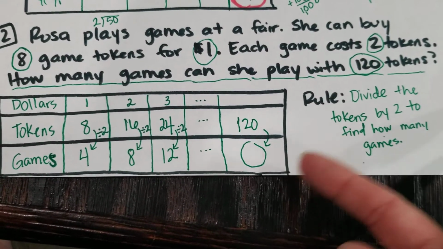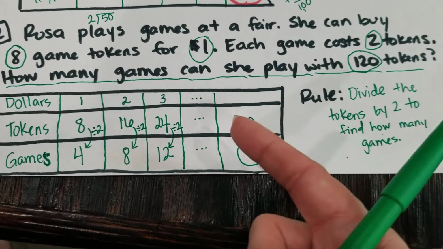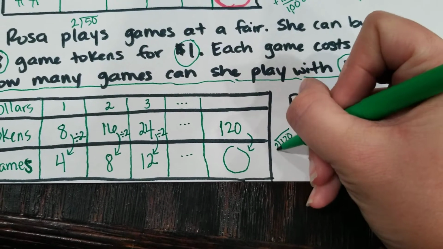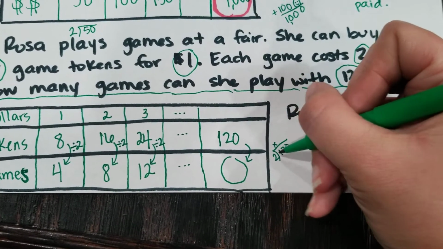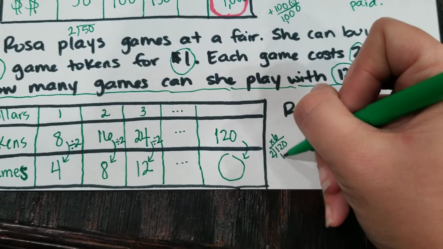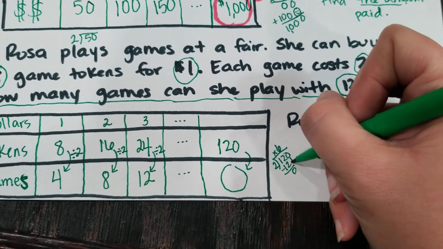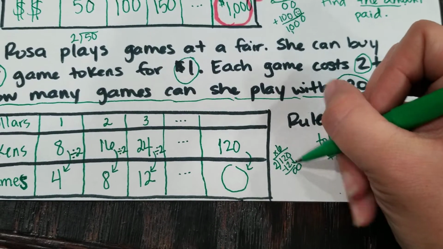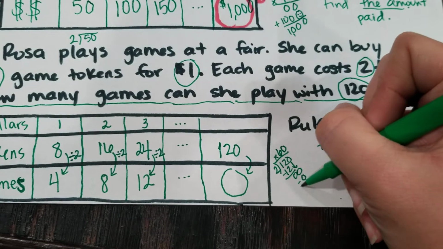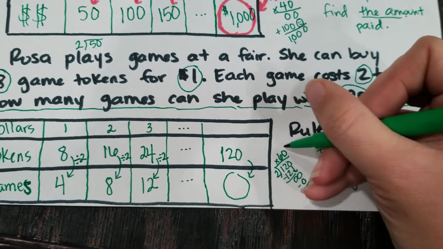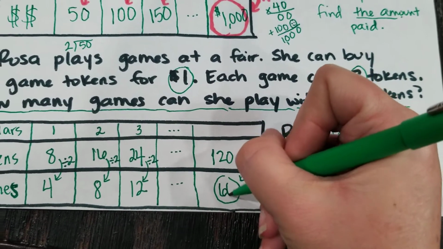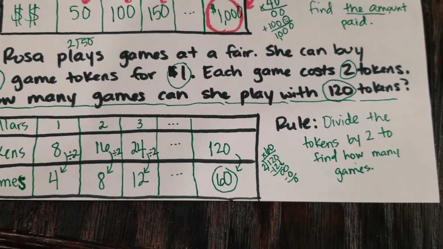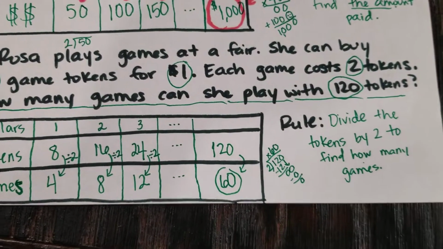Well, to get from the top to the bottom, we have this rule. So we're going to divide by 2. We're going to divide 120 by 2. And 2 goes into 1, no way. 2 goes into 12 6 times, which is 12. 0, bring down the 0. And because I just brought down a number, I've got to divide again. 2 into 0 is 0, which is 0, which is 0. Nothing left to bring down. My answer is 60. So how many games can Rosa play with 120 tokens? She can play 60 games.